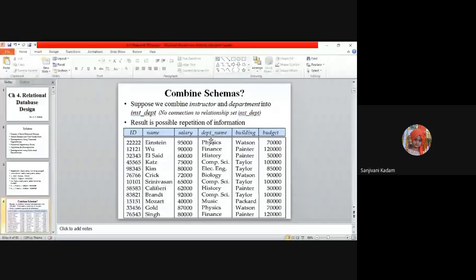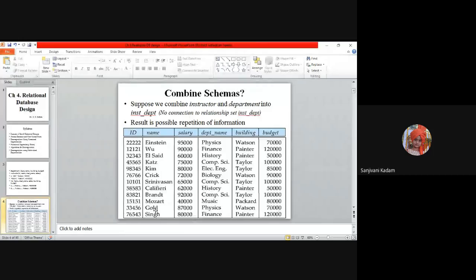So here, let us take a physics department. Einstein belongs to the physics department. The physics department is located in the Watson building with a budget of 70,000. This part, Watson and 70,000, is being repeated here, and it is being repeated here also for the instructor Gold.